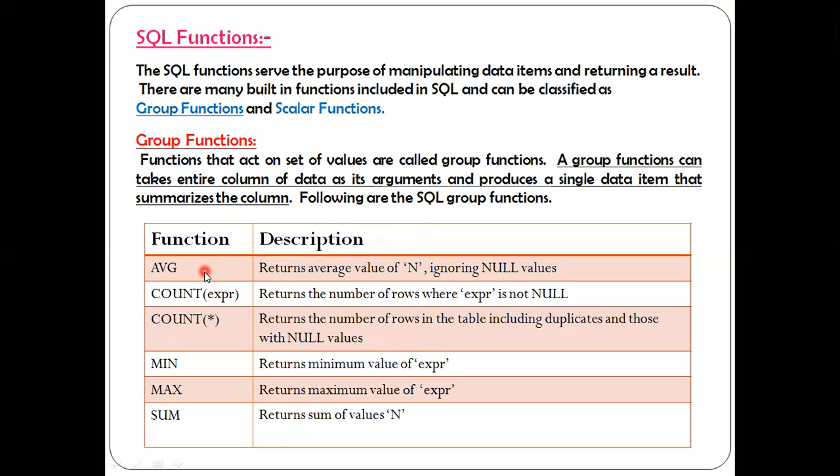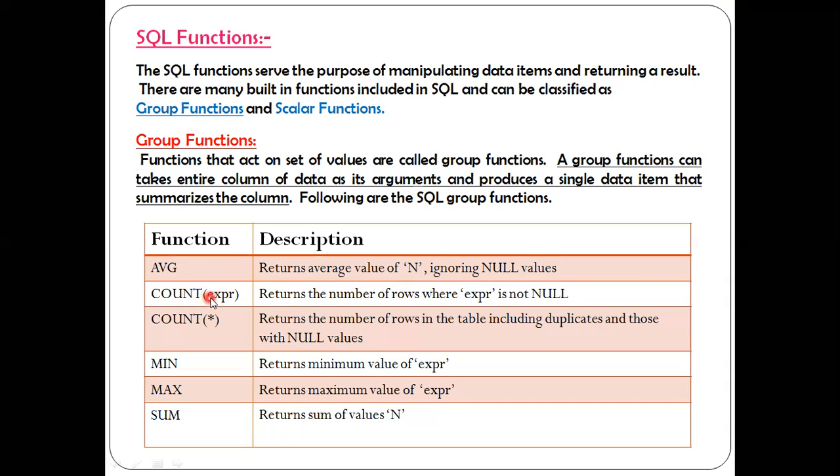The first one is AVG. AVG stands for average, as we all are familiar with this function. It returns the average value of n, ignoring null values. Ignoring null values is most important. For example, if some row does not contain any value, that is going to be ignored. So the first function is AVG.